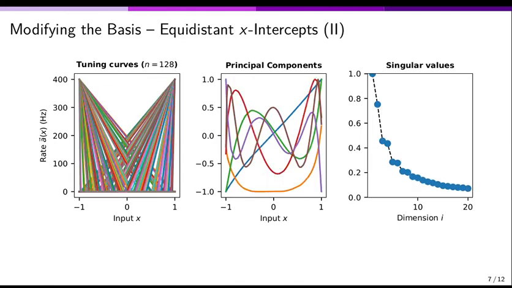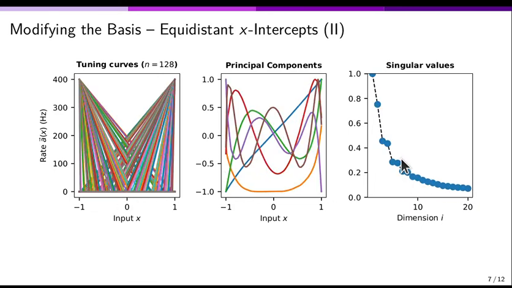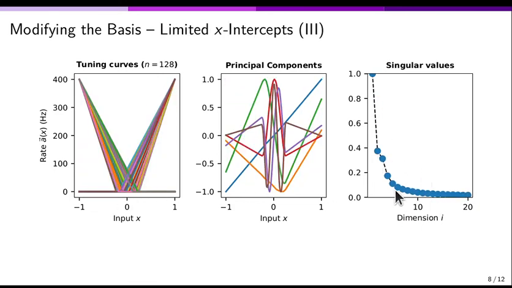You can also do something like only have intercepts in certain ranges. That does horrible things to your singular values. You're going to have great difficulties doing lots of different functions, which makes sense, because if you only have intercepts in this range, then all of a sudden this whole part of the space over here, everything's linear. And if everything's linear, you're going to have difficulty approximating things that are nonlinear.